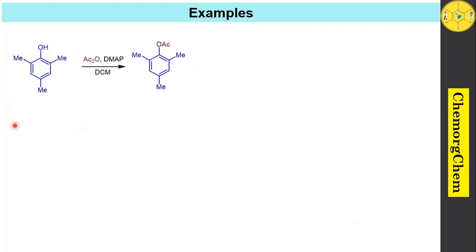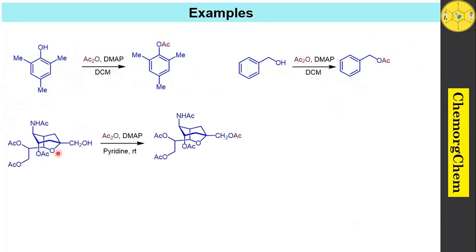So here you see the first reaction, which involves 2,4,6-trimethylphenol reacting with acetic anhydride, and DMAP here acts as a nucleophilic catalyst to produce the corresponding acylated product. So this is another example: benzyl alcohol reacts with acetic anhydride and DMAP in dichloromethane, which produces the corresponding acetylated product.